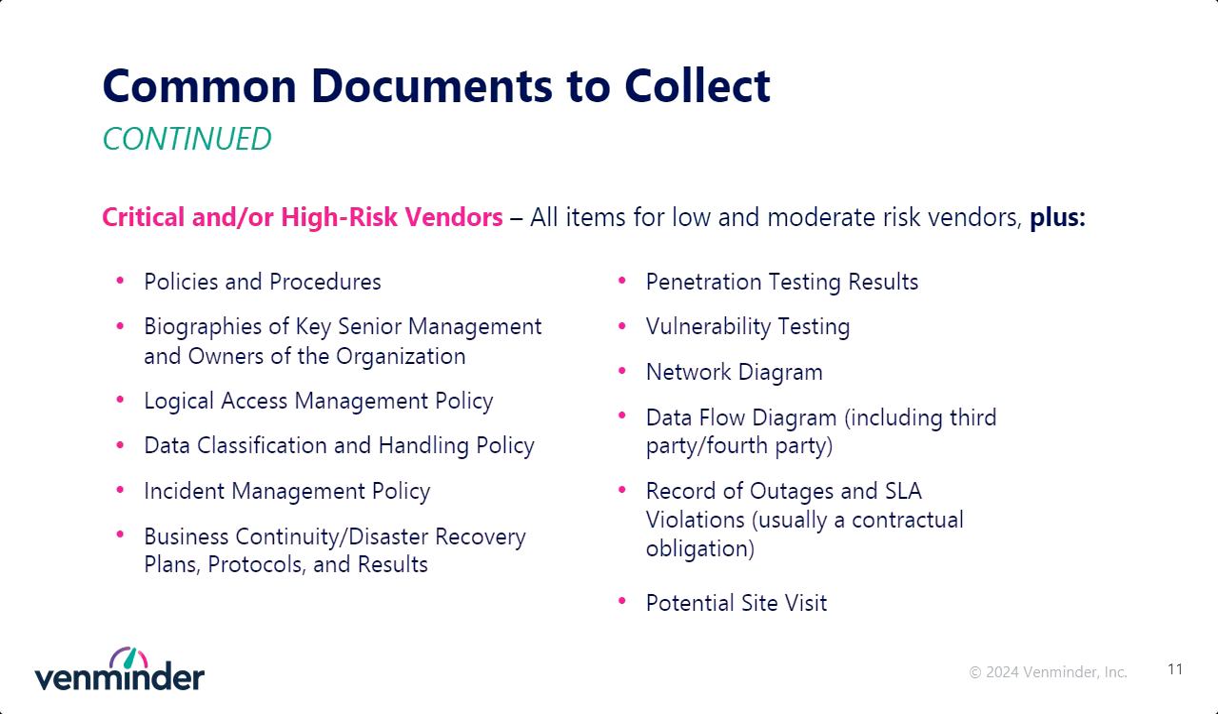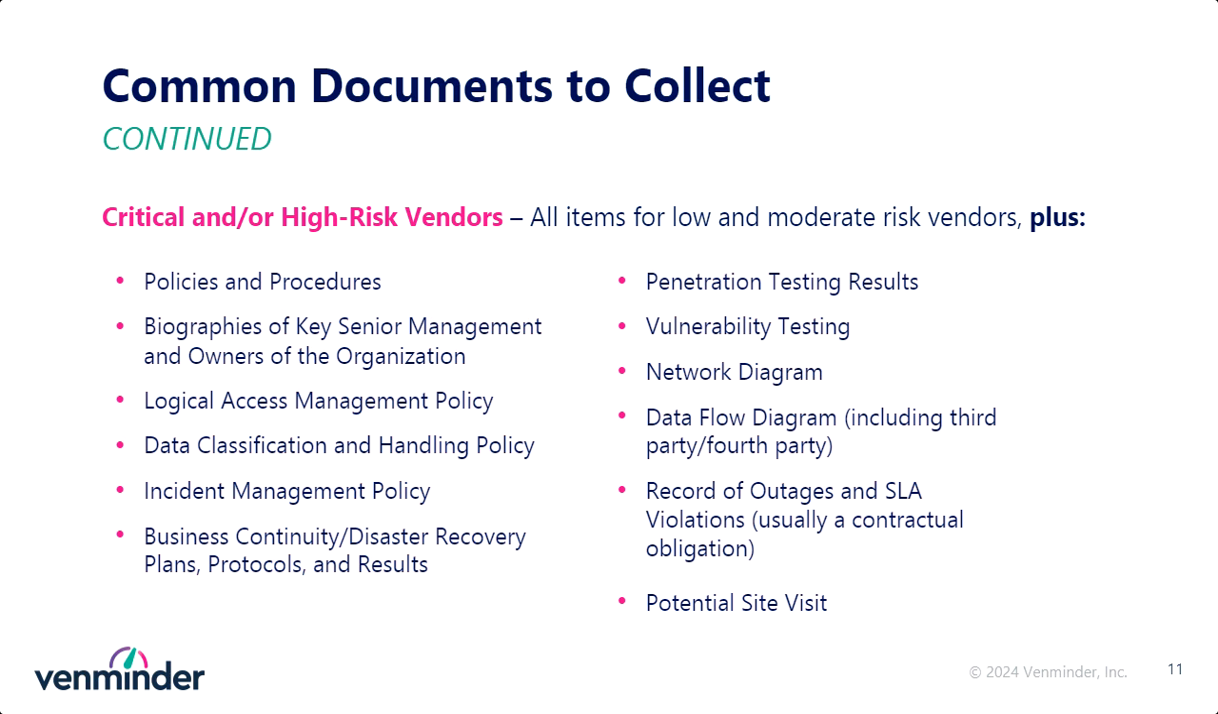For critical and high-risk vendors, these are the third parties that will need to submit the most information and documents because these can have the biggest impact on your organization. So just as a starting point for your critical and high-risk vendors, you should be collecting all of those baseline documents plus everything that you collected from your moderate risk vendors. And from there, you would want to collect additional information like the items listed here.